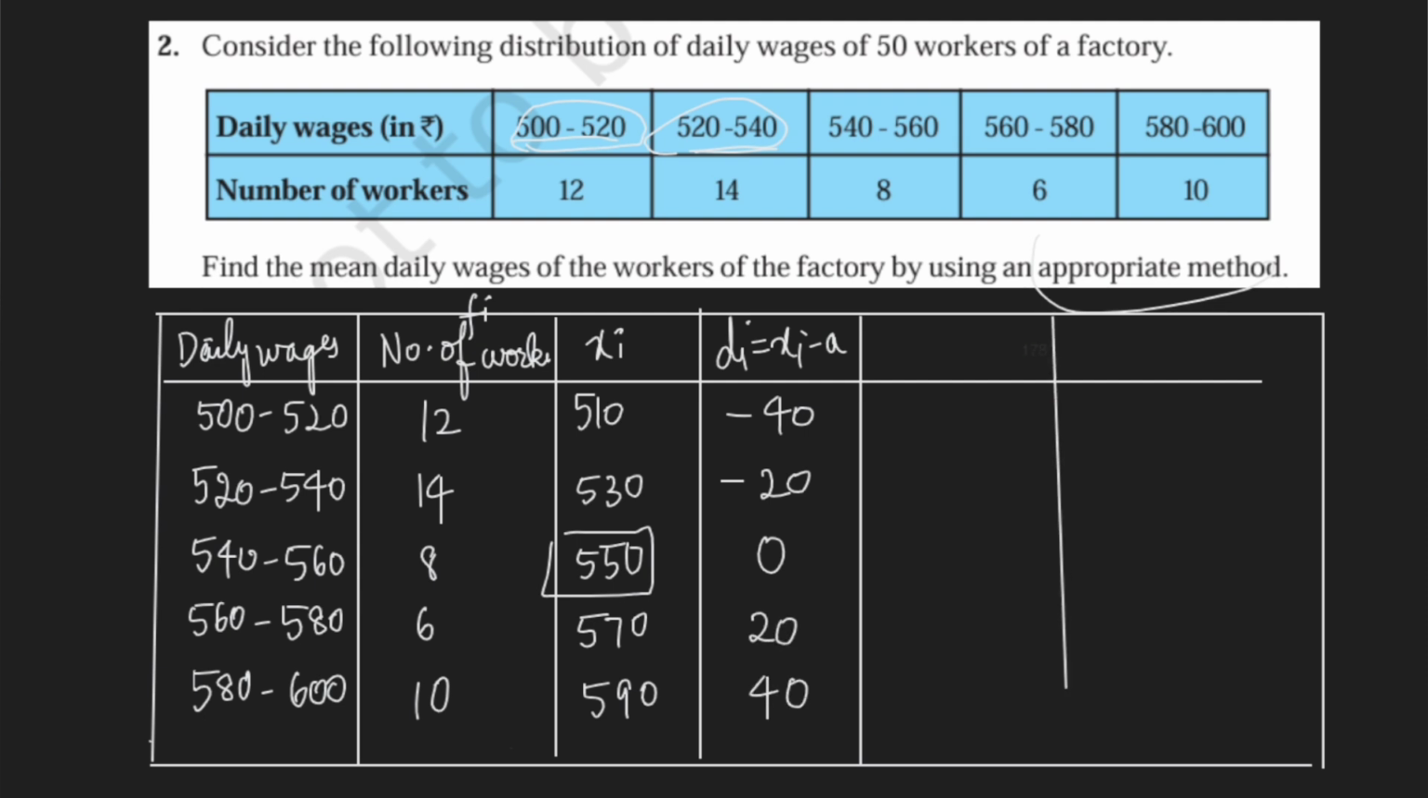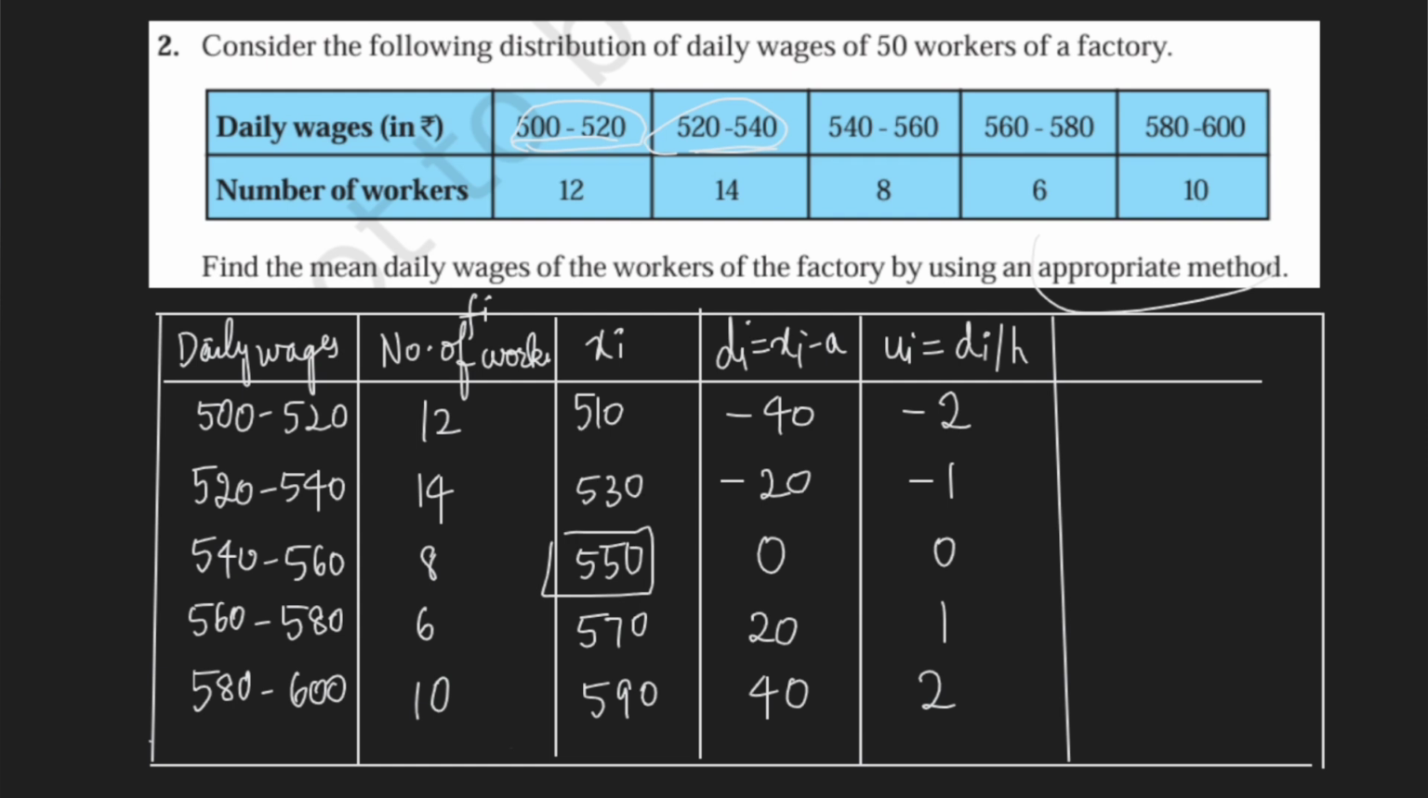And here comes the next column of ui. So what is ui? ui is di divided by h. So these are the di values. We need to divide these di values by h. But what is h? h is the length of the class interval. If you see, the length of the class interval is 20 here. So you divide each value of di with 20. So negative 40 divided by 20 will give us negative 2. And this is negative 1. 0 divided by 20 is 0. 20 divided by 20 is 1. And 40 divided by 20 is 2.